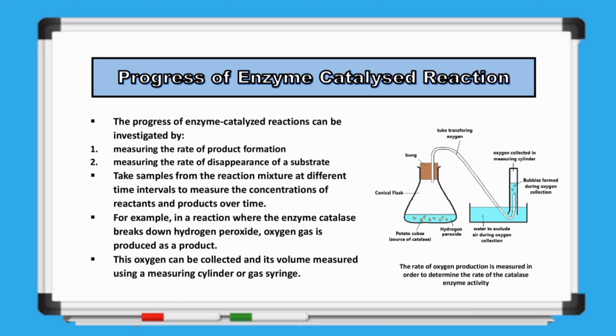By recording the volume of oxygen produced over time, we can work out the rate of the reaction, giving us useful information about how efficiently the enzyme is working under different conditions. This is a simple yet effective way to study enzyme activity, and it also helps us understand how factors like temperature, pH, or substrate concentration can influence the speed of enzyme-catalyzed reactions.